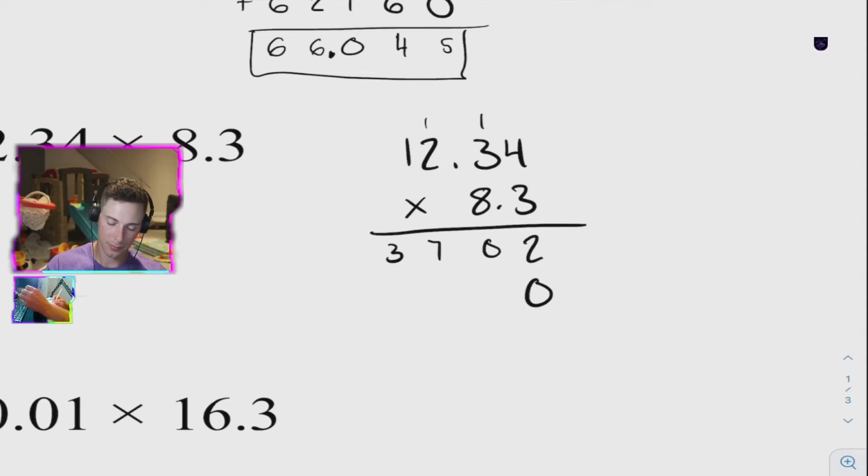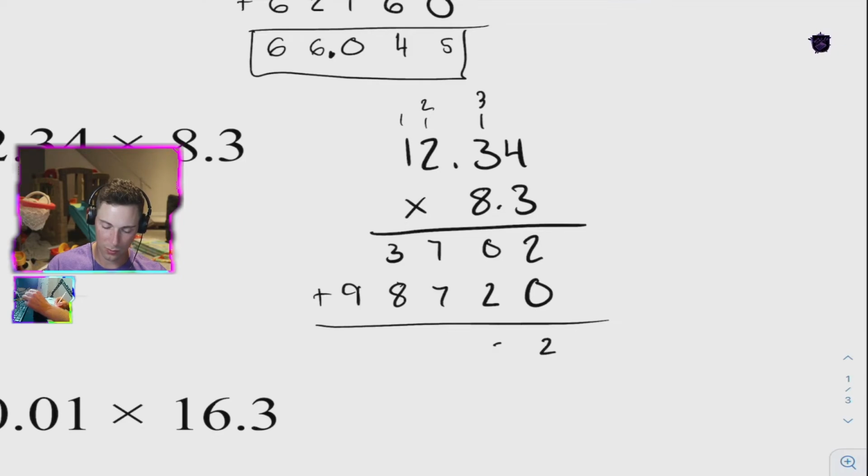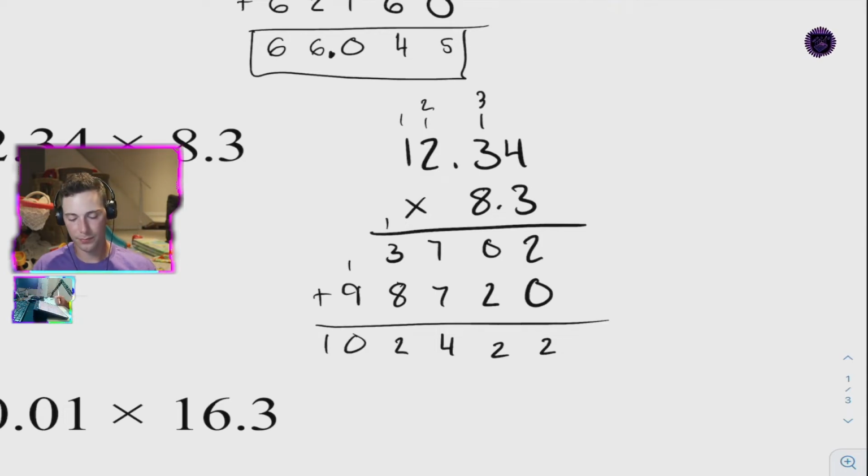8 times 4 is 32. Put our 2. Carry our 3. 8 times 3 is 24, plus 3 is 27. Carry the 2. 8 times 2 is 16, plus 2 is 18. Carry the 1. 8, 9. Now add these two together. 2, 2, 14, 12, 10, because we're going to carry that one.